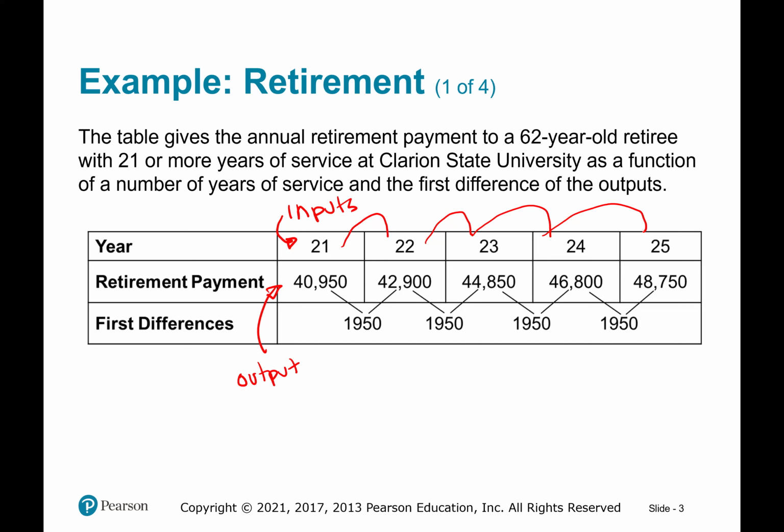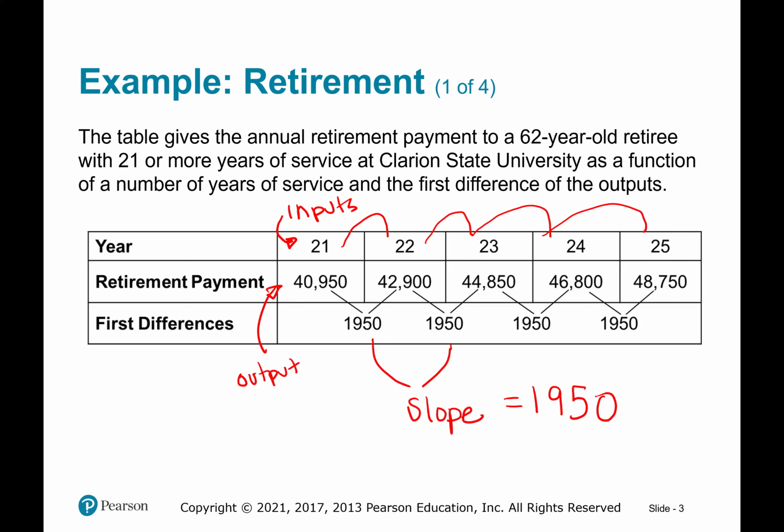So this data represents a linear function whose slope, so the first differences, is the average rate of change, or the slope. So the slope of this linear function is 1950. So if the first difference in the y's, the outputs, is constant, it's a linear function, and whatever that constant value is, that is the slope of the equation of the line that fits your data.